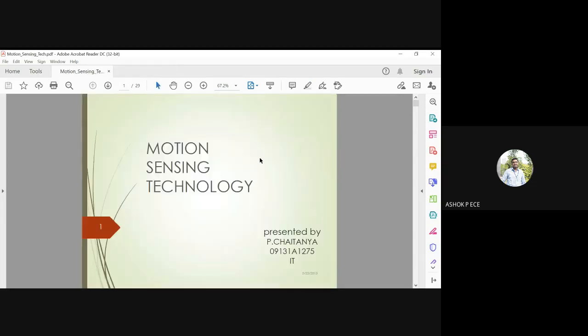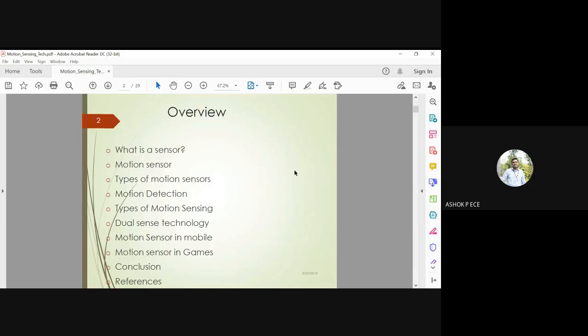Now we come to motion sensing technology. What is motion sensing and how is it useful for real life examples? What is a sensor? What is a motion sensor? We are going to see the types of motion sensor, the principle behind motion detecting, the types of motion sensing, dual sense technology, motion sensor in mobile, motion sensor in games, conclusion and references. So we are going to see about motion sensing technology.